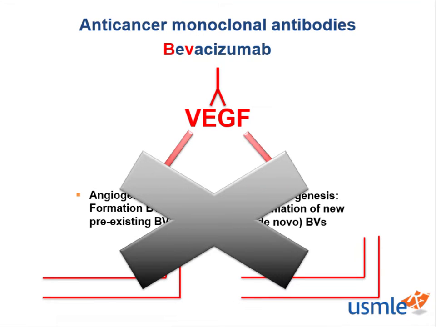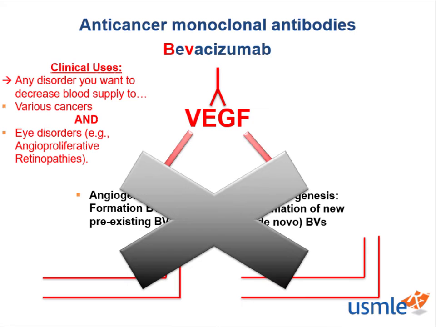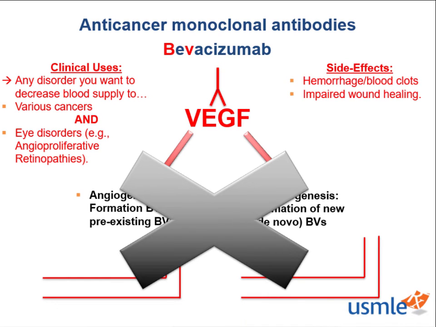In terms of clinical uses, it's straightforward. Use bevacizumab to decrease blood supply in various cancers and certain high-yield eye disorders, such as angioproliferative retinopathies and wet age-related macular degeneration. This makes perfect sense though, right? The side effects are also straightforward. This drug interferes with blood vessel formation, so logically this can lead to hemorrhage and/or blood clots.